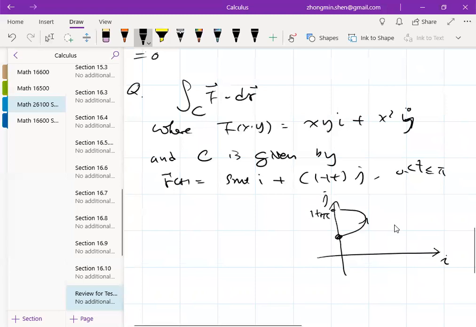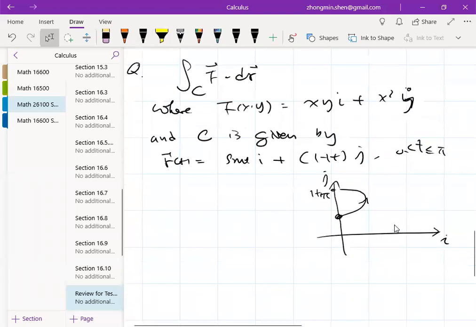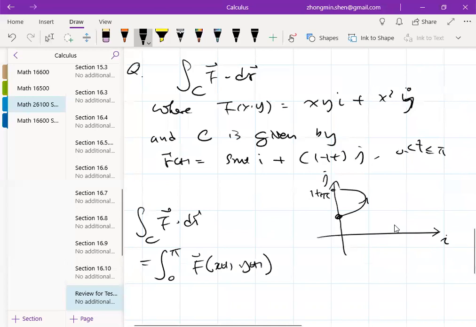Now, if the vector field is conservative, yes, you can use the other method. So there's a second possible way to solve the problem. The first one is to use a formula, right? By the computation, it's going to be the integral from 0 to pi of F(x(t), y(t)) dot r'(t), so (x'(t), y'(t)) dt. So that is dr, okay?